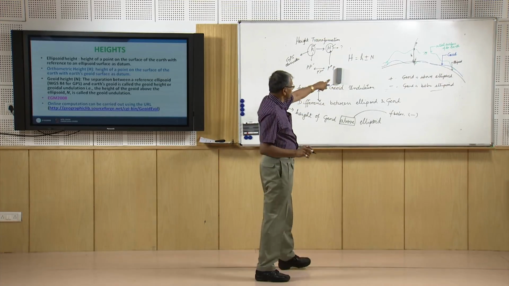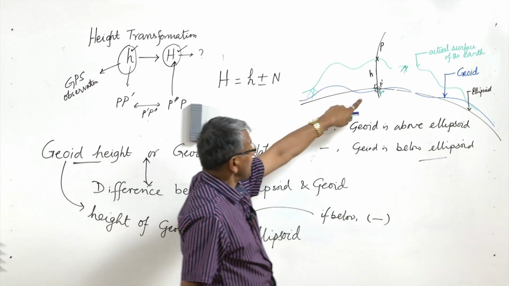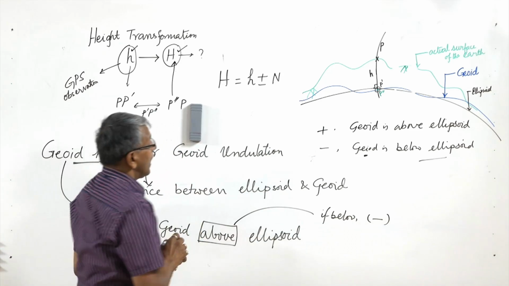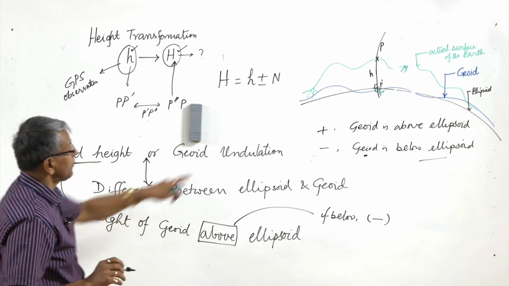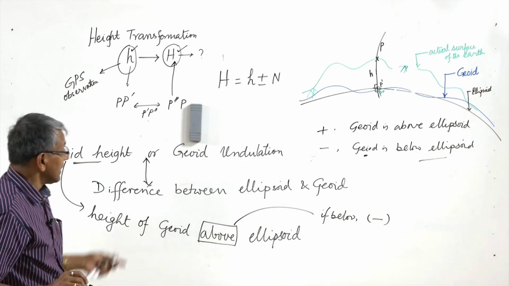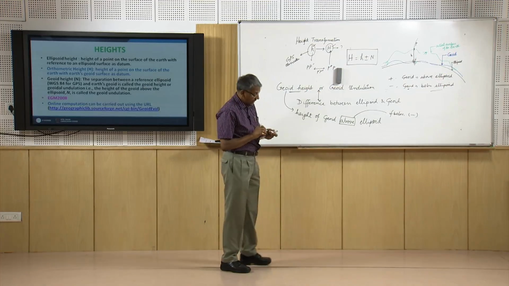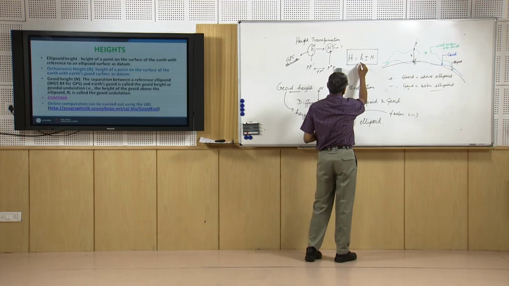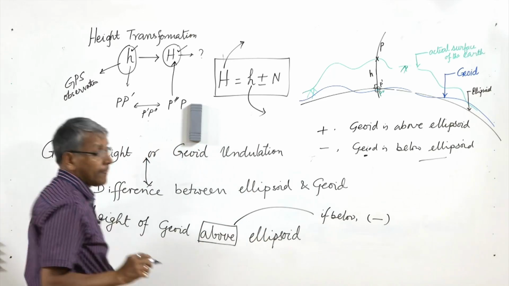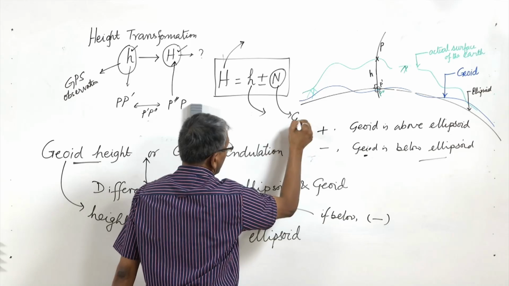So if the geoid is below the ellipsoid, then we have to add N, and if it is above, then we have to subtract N from the ellipsoid height. So this is the relation which we get between the ellipsoidal height which we get from GPS and the orthometric height which we are going to need, and N is the geoid undulation.